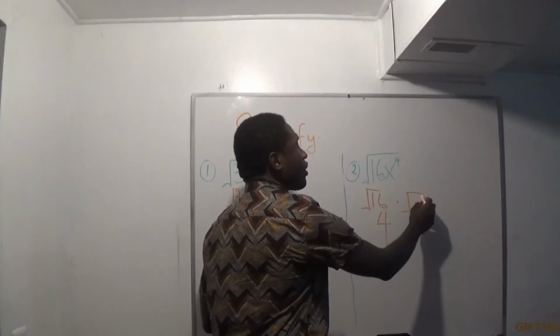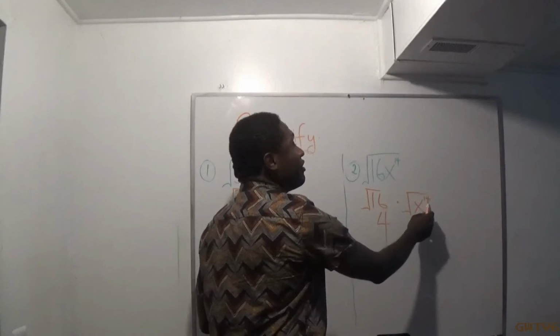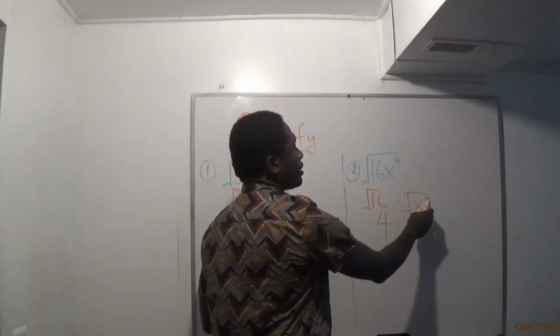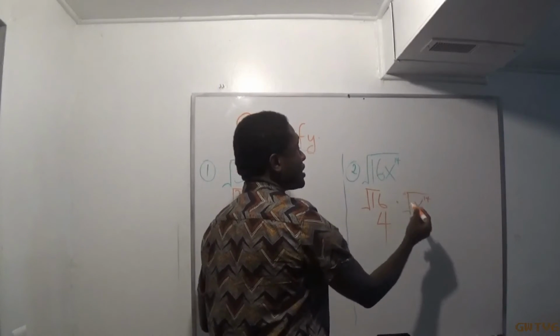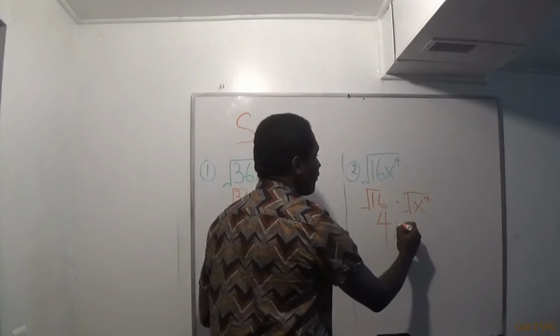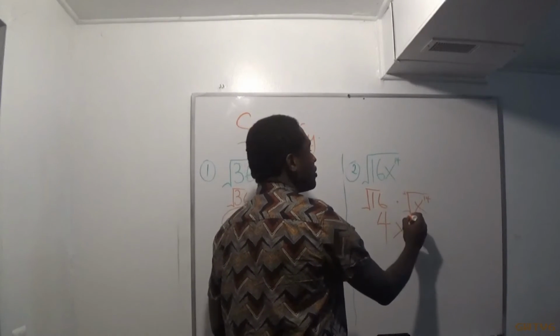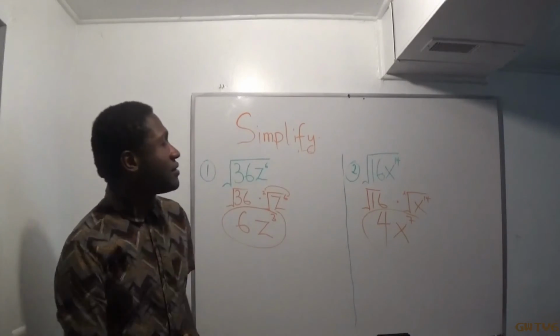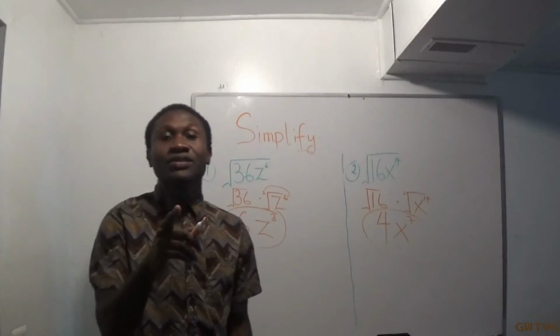And then with this one right here, I have an even power. And I know there's always a little 2 right here. So I can divide these two. 14 divided by 2 is 7. So it will be out of the radical. So I have x to the power 7. And that's it.